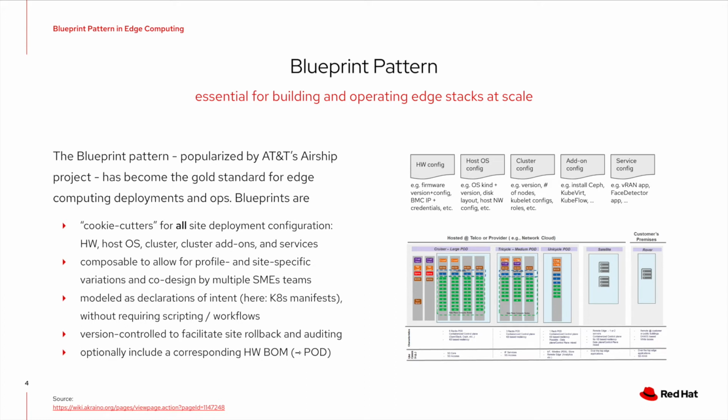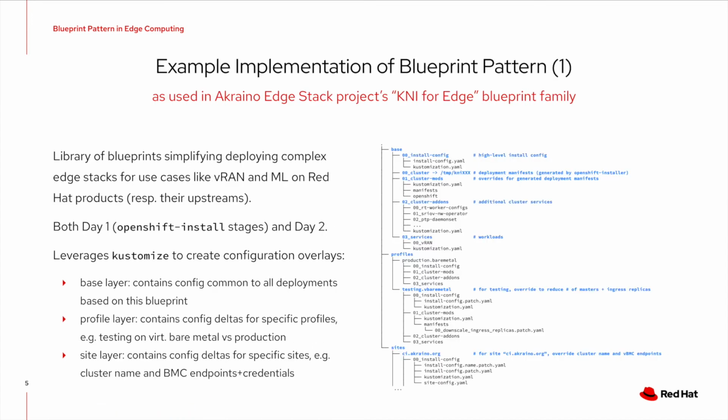The way we have structured a blueprint allows you to compose from a baseline, adding profile and site-specific variations, and can be co-designed by multiple teams. All aspects of a blueprint should be declarative, so they can be easily version controlled to facilitate auditing, site rollbacks, and management via GitOps. A future goal would be to have a library of blueprints simplifying the deployment of complex edge stacks, such as vRAN or industrial use cases deploying AI/ML algorithms to infer data from sensors.